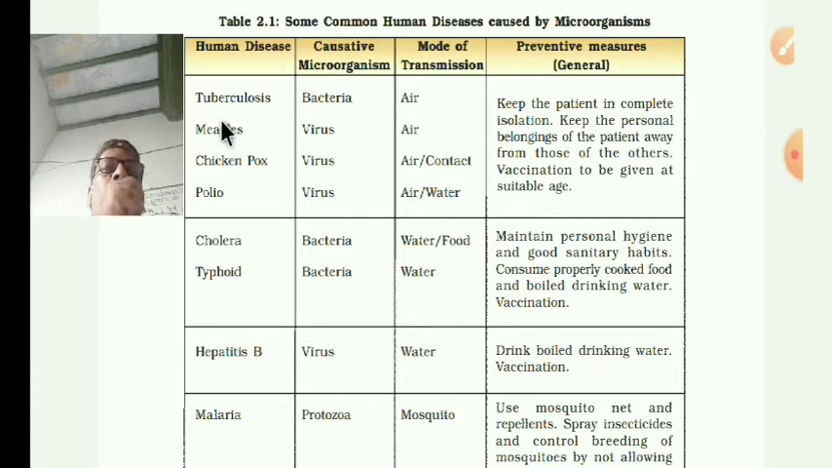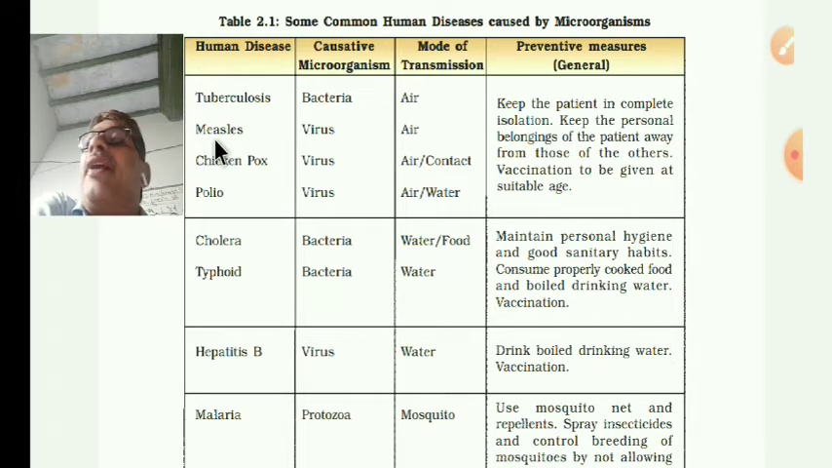Okay, first one, tuberculosis. This is an infectious disease caused by bacteria. What it is doing is infecting the lungs, causing chest pain and weight loss. Okay, these are the harmful effects of the bacteria. And the mode of transmission is through the air.